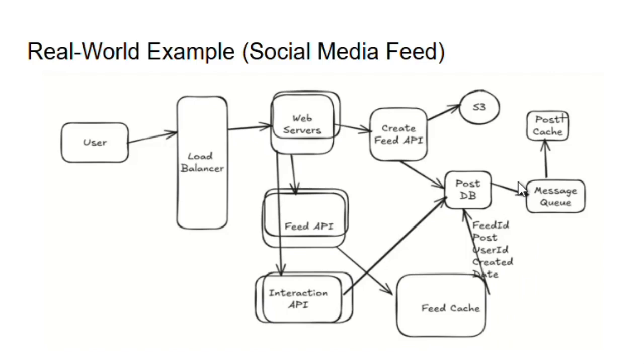Now let's make this real. Imagine we are building a social media app. When a user posts something, the request hits the API servers. Metadata and content go to the database or object storage. A message is pushed into a queue for the feed service. Other users' feeds are updated asynchronously and cached. When someone opens the app, the feed is served from cache super fast. This separation of write path and read path keeps the system scalable.